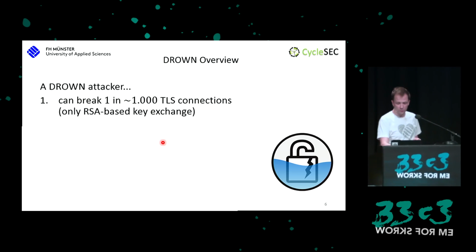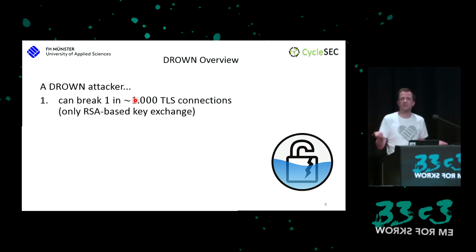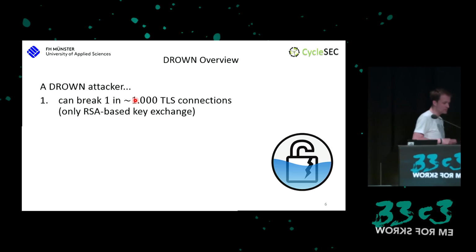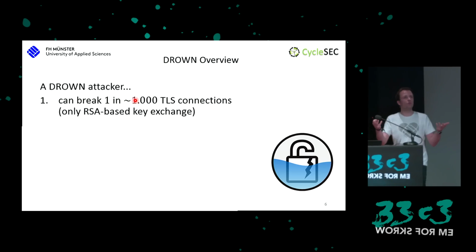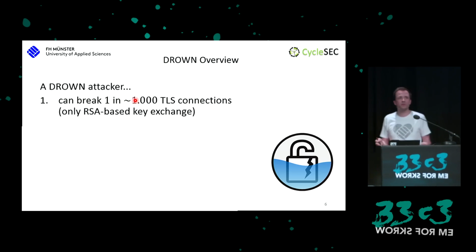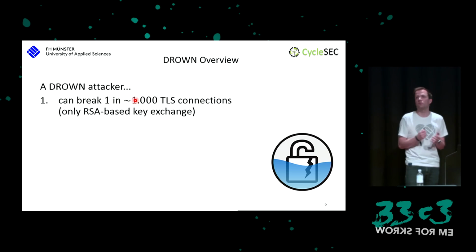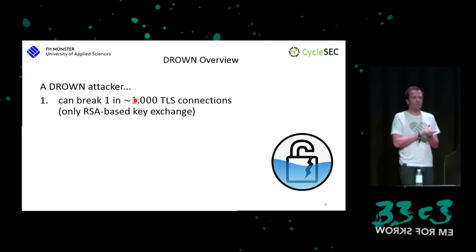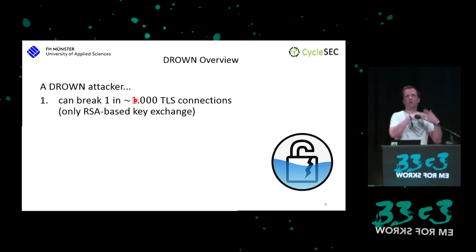So first of all, we can break 1 in 1,000 TLS connections. So not every TLS connection, but only 1 in 1,000. That basically means, in order to break one of your TLS connections, the attacker on average has to collect 1,000 TLS connections from you. These can be connections that were recorded long before Drown was known.